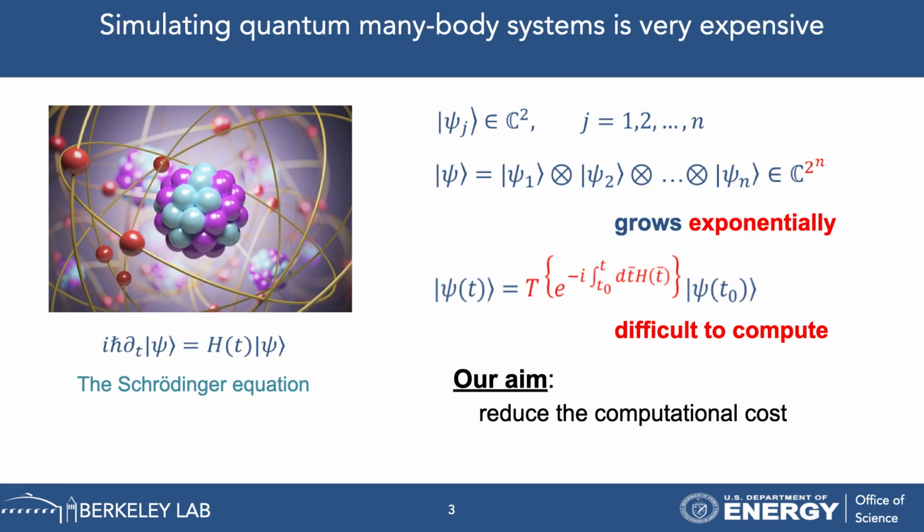But simulating quantum many-body systems is very expensive. The dynamics of such a system can be described by the Schrödinger equation as given here, but one problem is the dimension of the wave function psi grows exponentially with the number of particles, as it can be expressed as the tensor product of each single particle wave function.